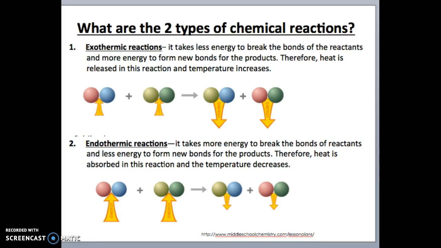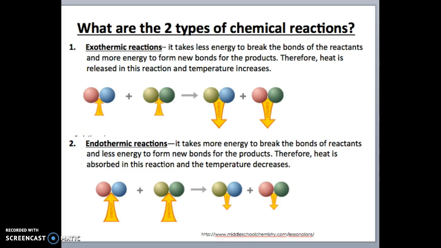Now, there's two general types of chemical reactions. You may remember this from last year because I know that you have talked about this last year, but just to refresh your memory, the two types of chemical reactions are exothermic reactions and endothermic reactions. Now, these two terms, generally, they're talking about the energy it takes to form new bonds.